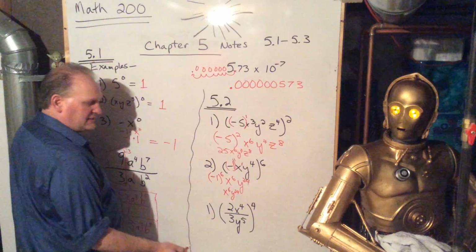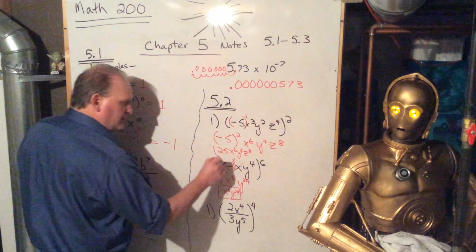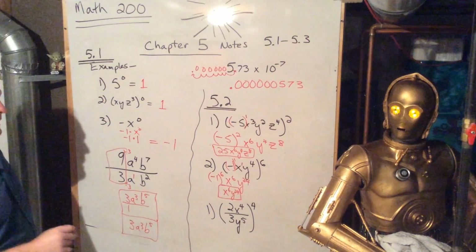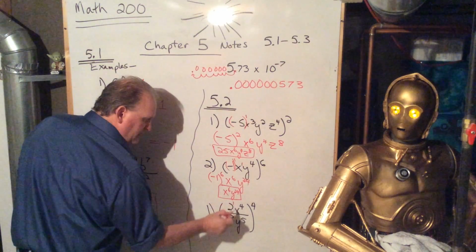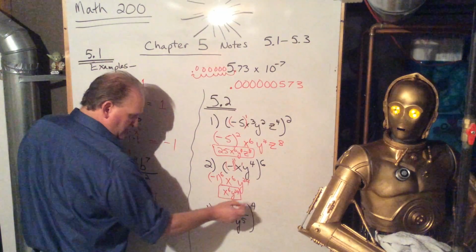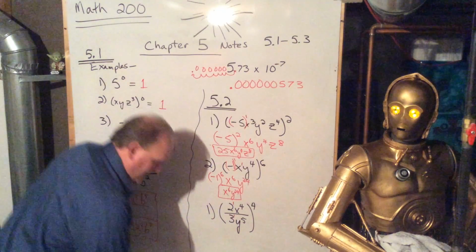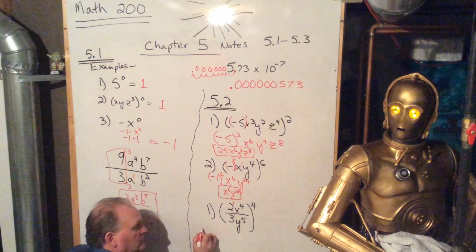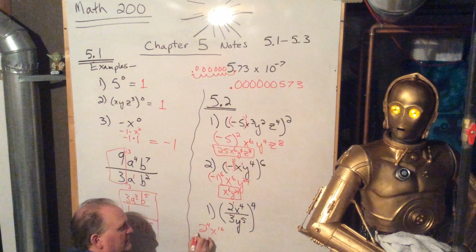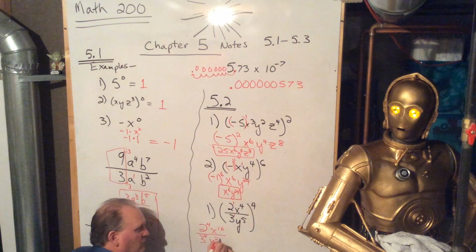We'll just leave it x to the 6th, y to the 24th. All right. And the last one, remember there's a 1 here and a 1 there when it's fractions. So that times 1, that times 4, that times 1, that times 5. So we end up with this. We have 2 to the 4th, x to the 16th, over 3 to the 4th, y to the 20th.